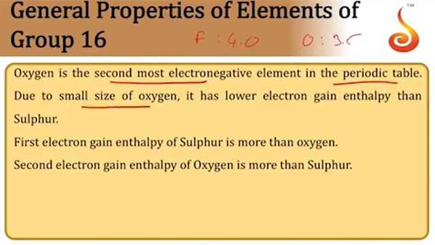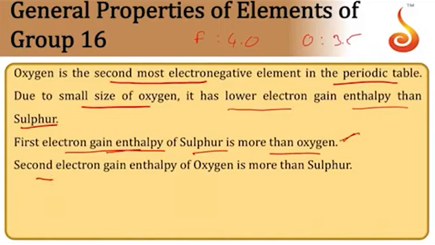Due to the small size of oxygen, it has a lower electron gain enthalpy when compared to sulfur. The important point to remember is that the first electron gain enthalpy of sulfur is more than that of oxygen. Oxygen, being small in size, has more electron density. It repels the incoming electron more, thereby oxygen has less first electron gain enthalpy.